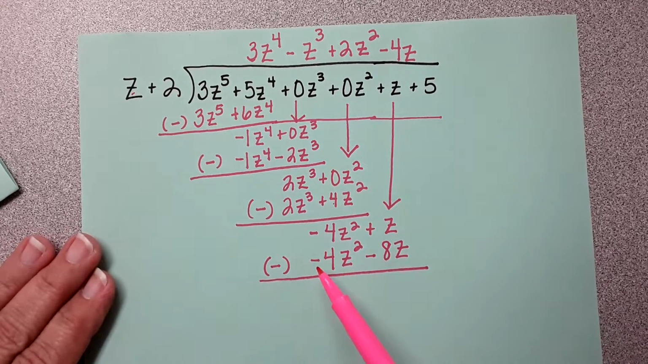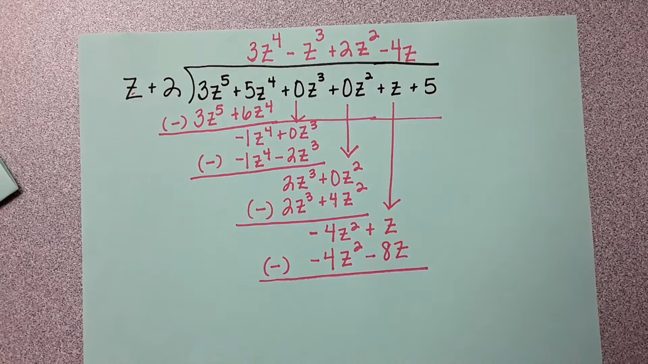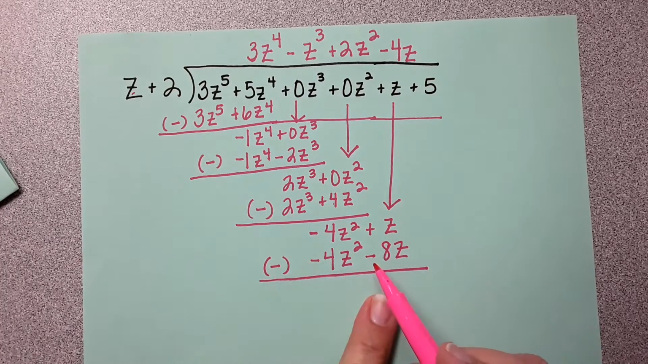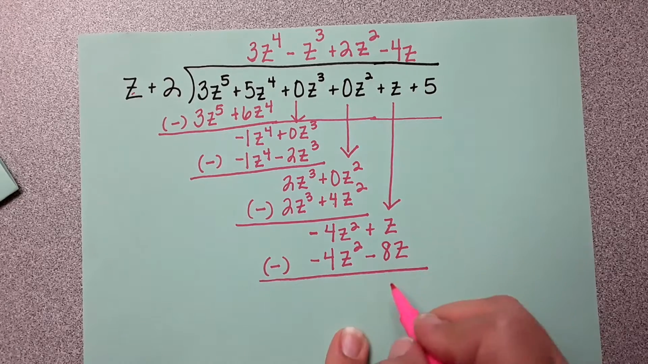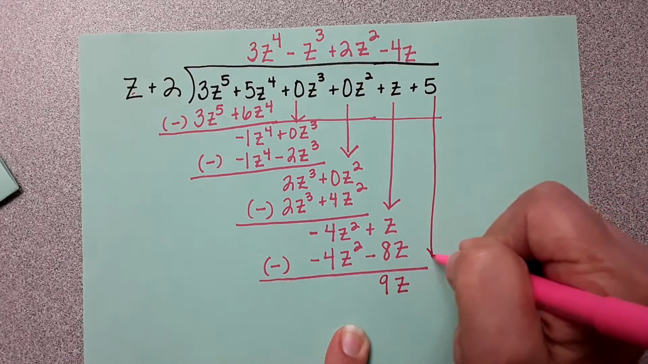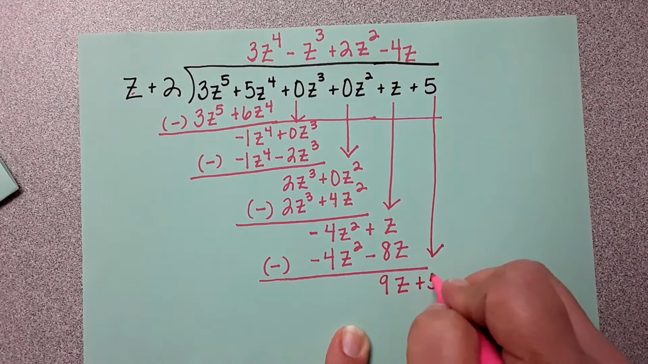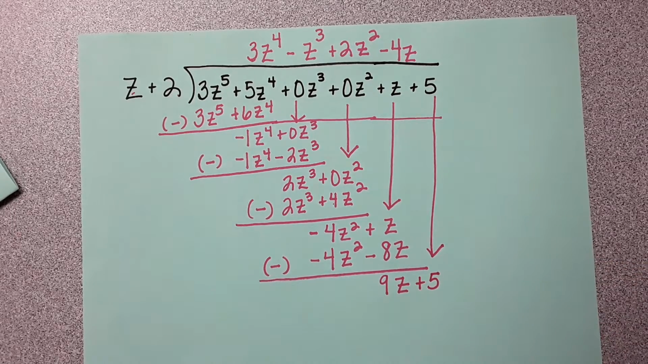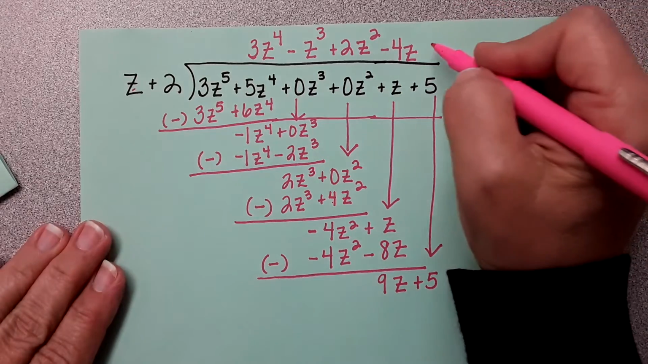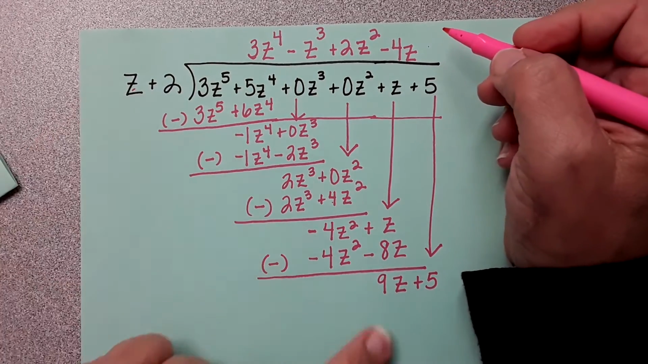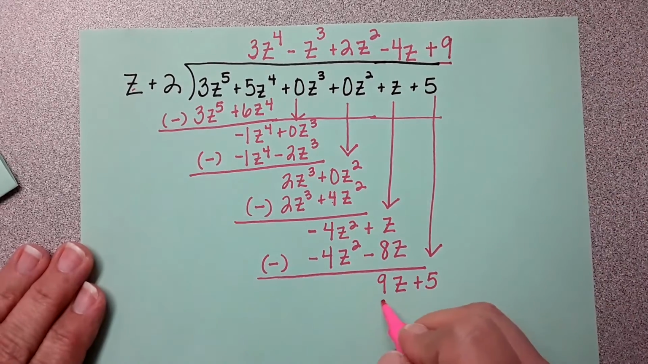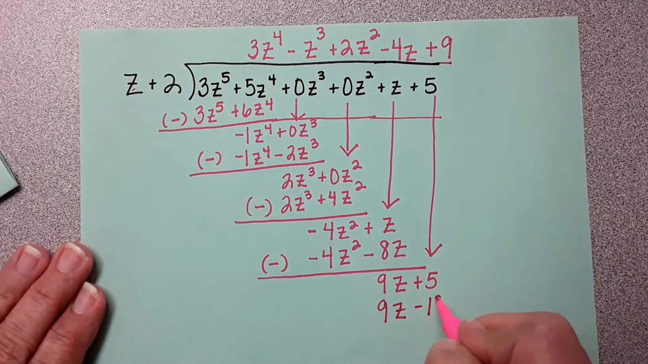Negative 4 minus negative 4 is 0. That goes away. That's what needs to happen. 1z minus negative 8z becomes 9z. And then I'm going to bring down my 5. What times z gives you 9z? Positive 9. So it becomes 9z minus 18.